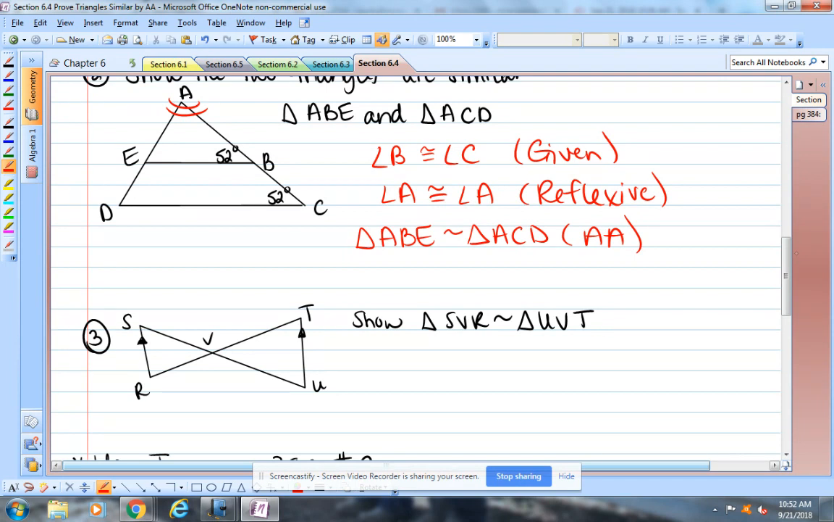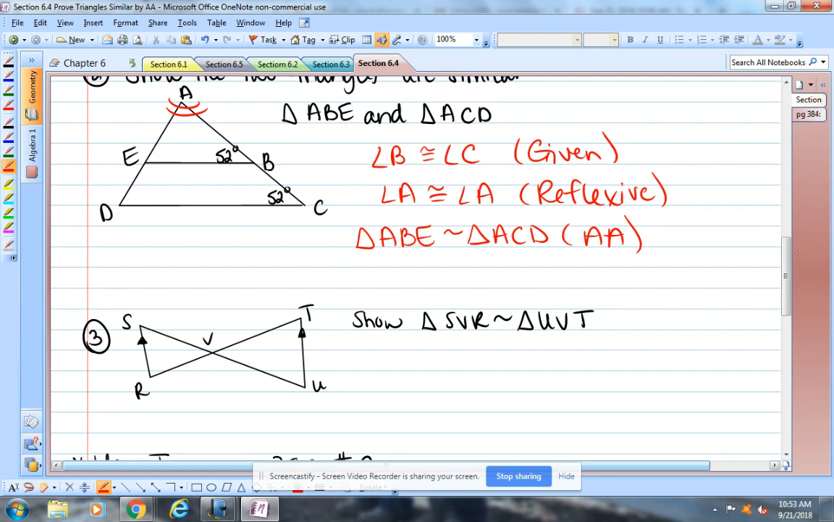Yeah, SR is parallel to UT. Right? That's what those little arrows mean. Those two lines are parallel. So if we know two lines are parallel, doesn't that give us all the parallel line postulates and theorems? Alternate interior angles, alternate exterior angles, corresponding angles. Right?